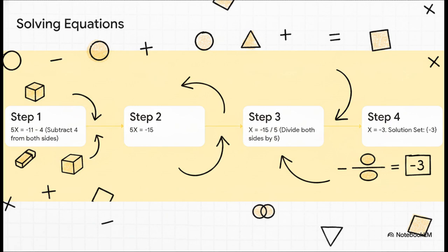Imagine writing this down with me. Step 1, we want to isolate x, right? So we need to get rid of that plus 4. The inverse operation is subtraction. We subtract 4 from both sides.